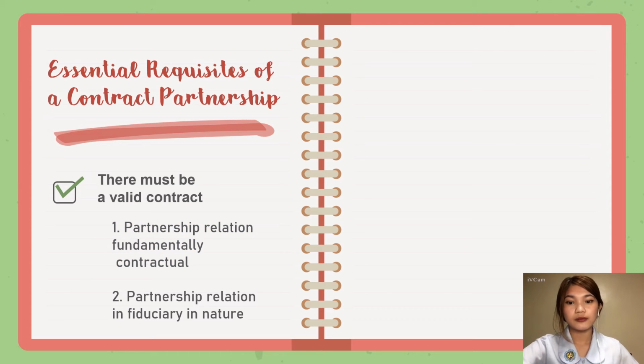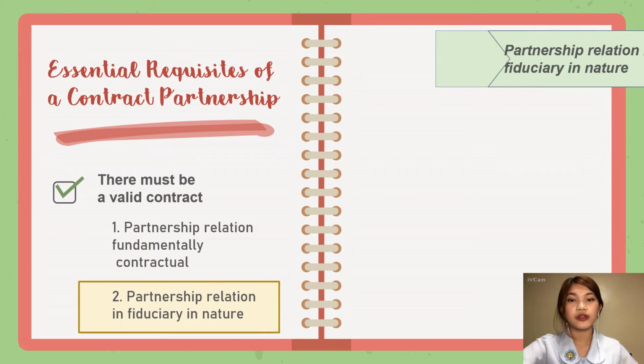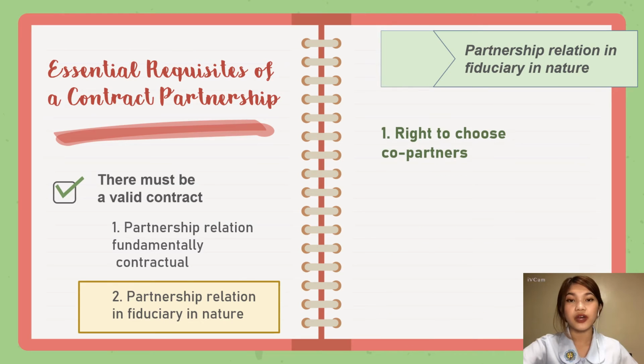The second one, which is the partnership relation, fiduciary in nature, is also subdivided into three. The first one is the right to choose co-partners. Since partnership is a voluntary association which is entered into by the associates, it falls under the doctrine of delectus personae. When we say delectus personae, it signifies the choice of a person, and under the right to choose co-partners, unless stated in the contract, one partner cannot take another into the partnership without the consent of the other.